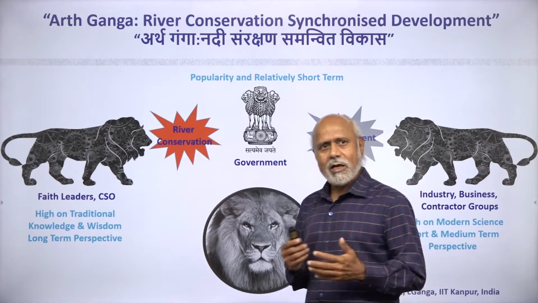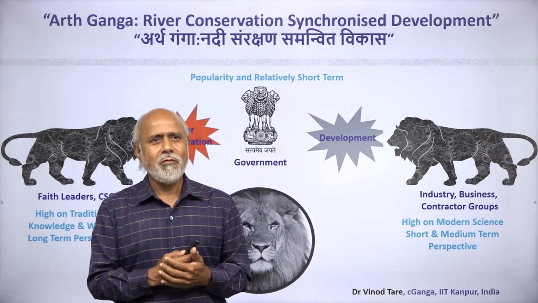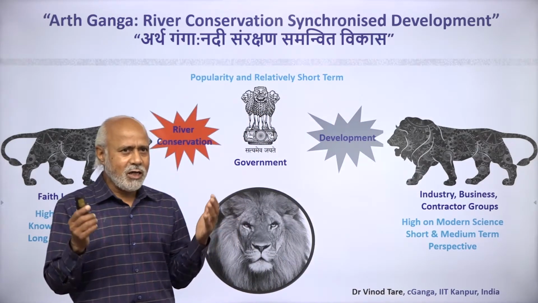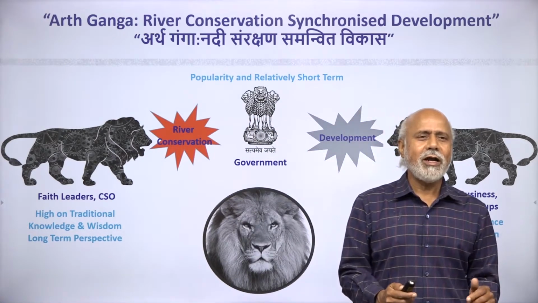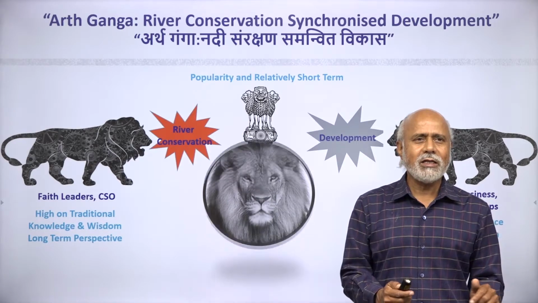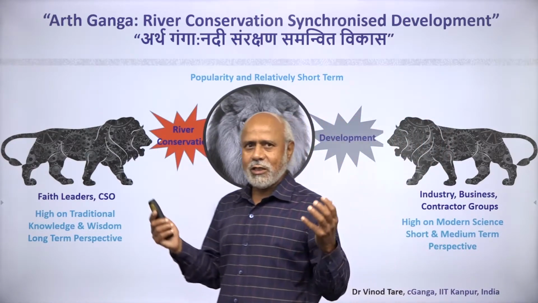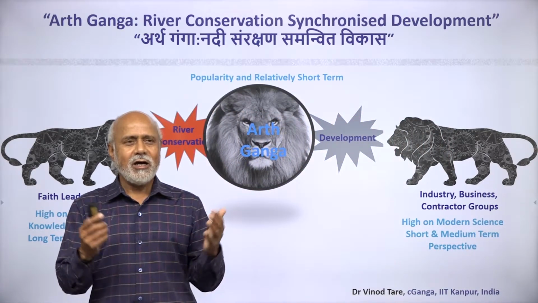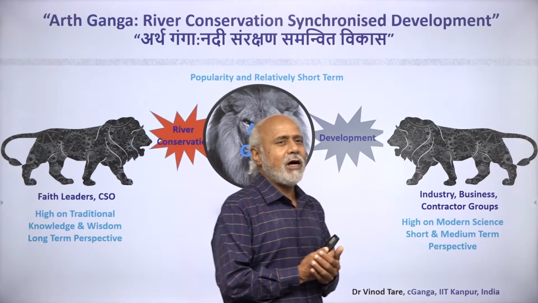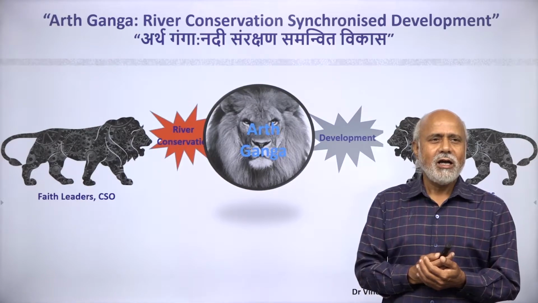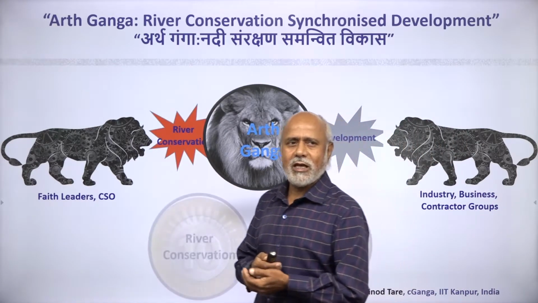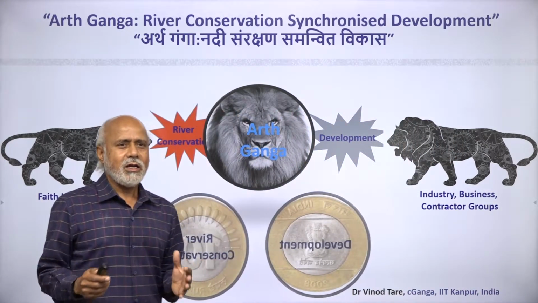Now, what we are trying to show, and what the Prime Minister has given, is that these two are not really confronting viewpoints. So is it possible for us to make sure that these two giant lions become one voice, and that is what is called Arth Ganga? In other words, what we are saying is: is it possible, and can we make it?